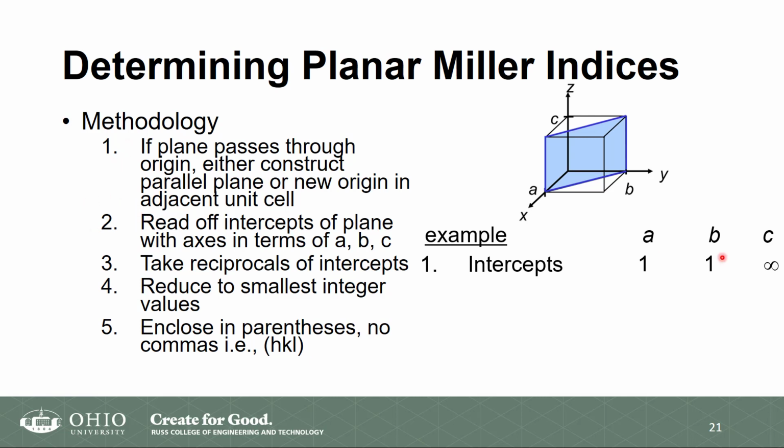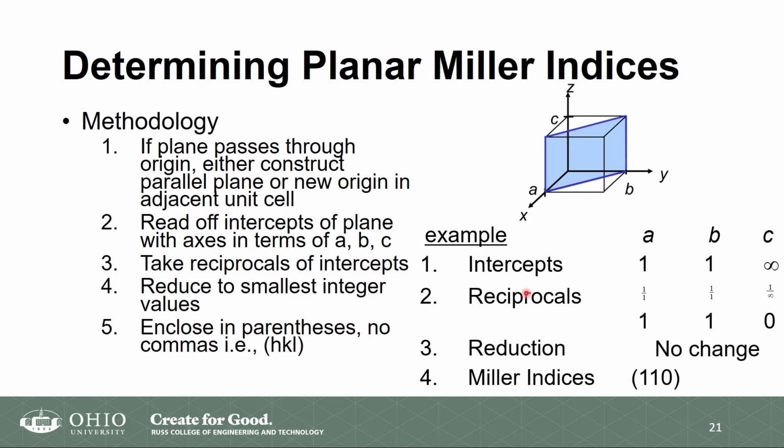Once we have these intercepts, the next step is to take the reciprocal of the intercepts. So 1 over 1, 1 over 1, and 1 over infinity, and that gives us 1, 1, and 0 because 1 over infinity is 0. Then we reduce those to the smallest integers, either by multiplying or dividing. In this case, we don't need to do anything because we have 1, 1, and 0. And the final step is to enclose those in parentheses. So for this particular plane, our Miller indices are (1 1 0).